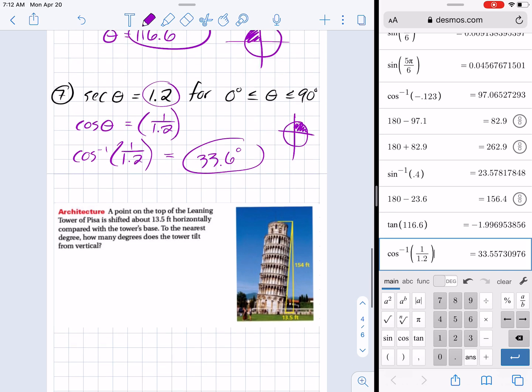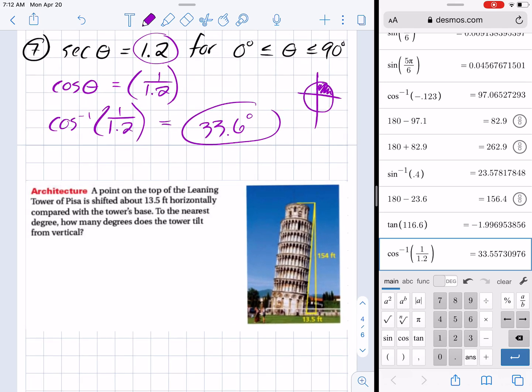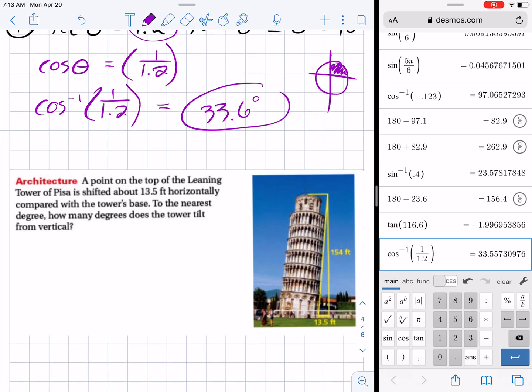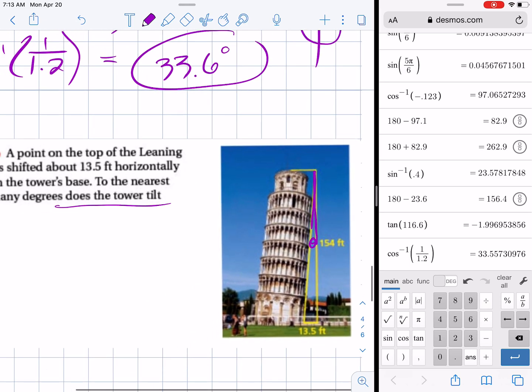Okay, and I just want to finish with one problem because we're going to be solving all triangles later in this unit. And now you can solve for any angle measure in a right triangle using the inverse relationship. If you're looking at this word problem, the Tower of Pisa is leaning, it's about 13.5 feet horizontally compared to the base, and we want to know how many degrees the tower tilts from vertical. So we're really solving for this angle measure right here. How far from vertical? Well, if you're using that angle measure, you have the side length that is opposite and adjacent.